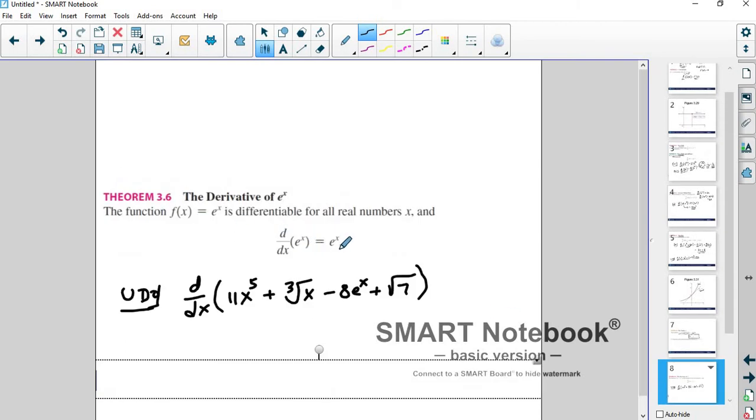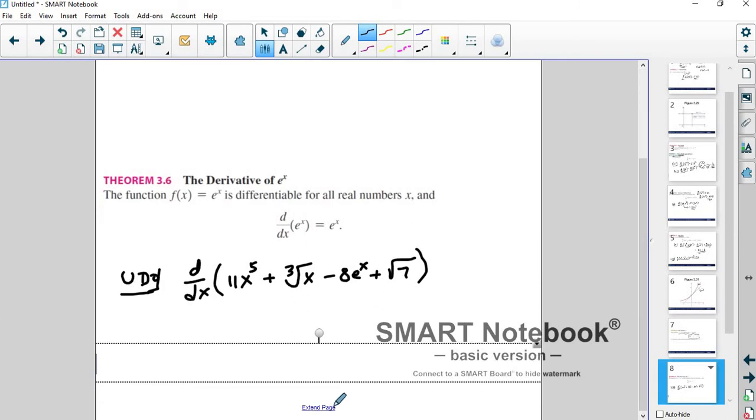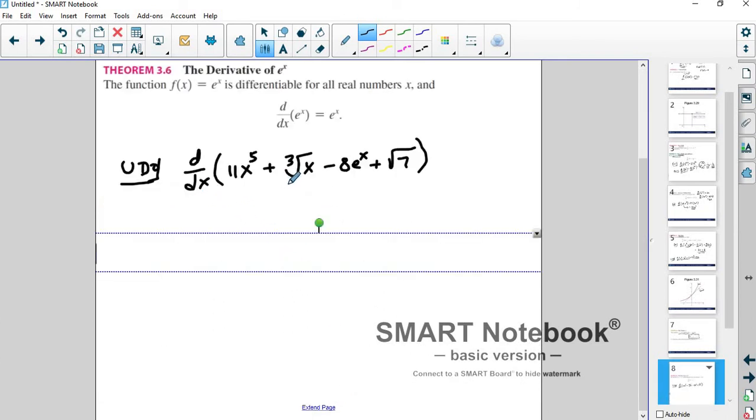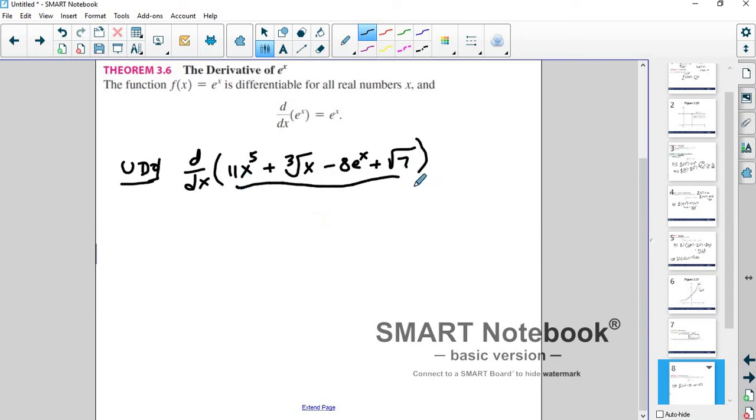And so what I'd like you to do is pause the video and try this derivative here, all of this stuff. I want you to do that derivative. Okay, you've got a cube root in there. You've got to handle that differently, whatever. So I want you to try this derivative, pause the video, and then we'll talk about it.